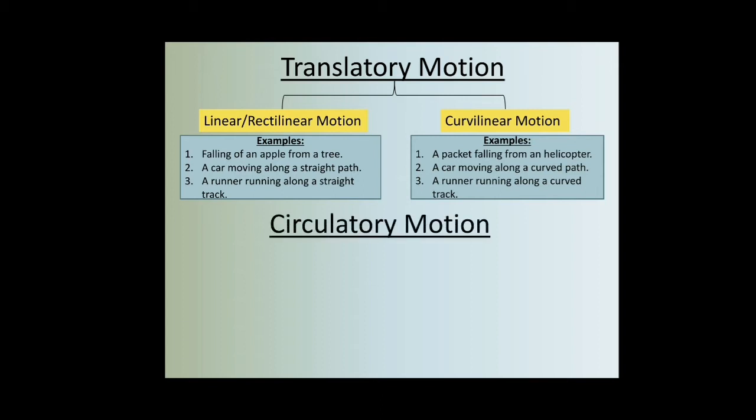Then the second type of motion we have discussed is circulatory motion. This is the type of motion when the object moves along a circular path. It also has two types, revolutionary motion and rotatory motion.